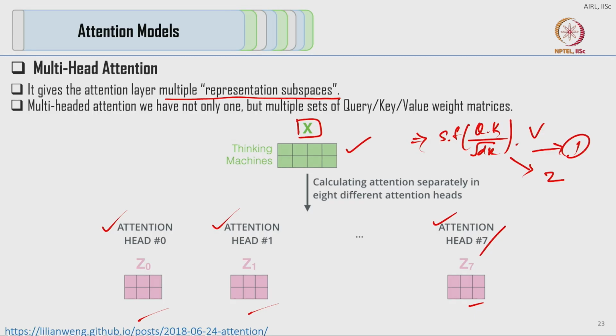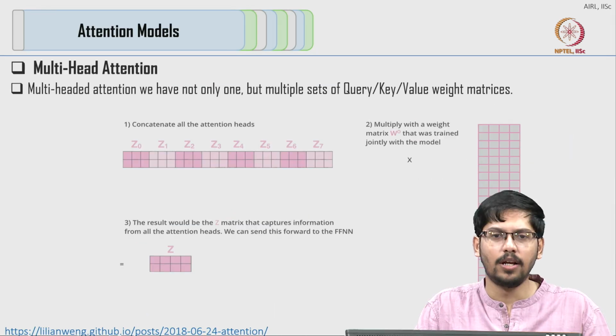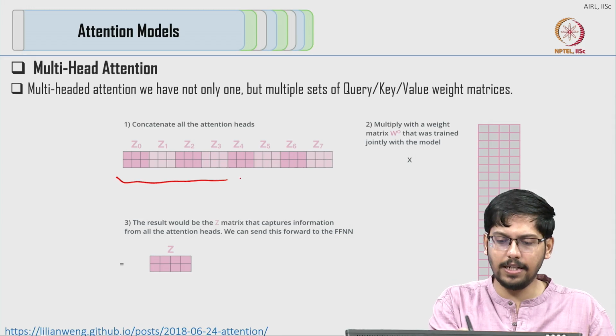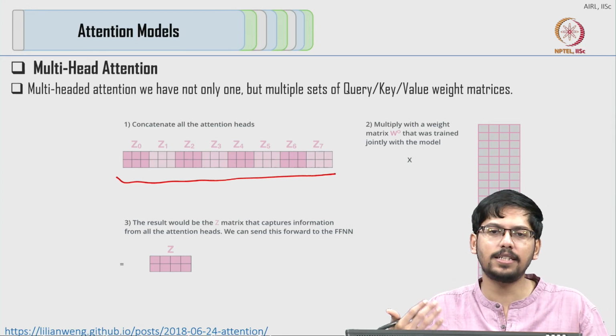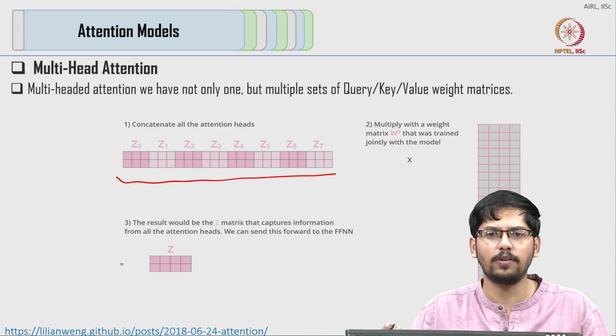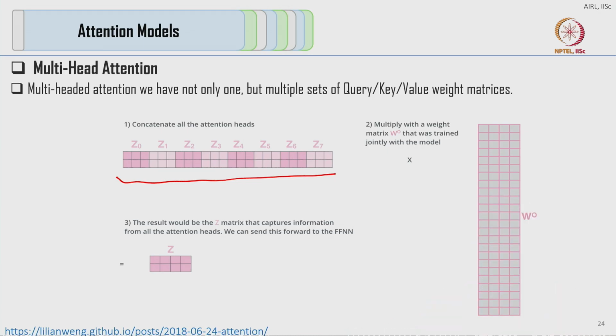Again, essentially we have multiple subspaces available to us, which is why it could learn better with more learnable parameters, right. Now once we have all these heads, the problem is that it still needs to be compatible with the feed forward network, right, which is why all of these heads could be concatenated.